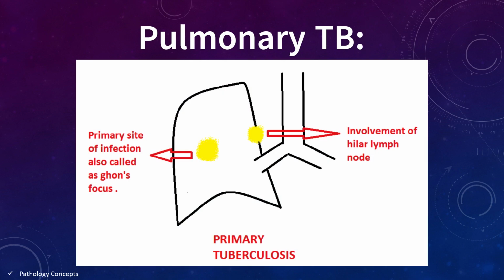Now let's learn what Ghon's complex is. The pulmonary lesion of Ghon's focus plus regional lymph node involvement together makes a Ghon's complex.